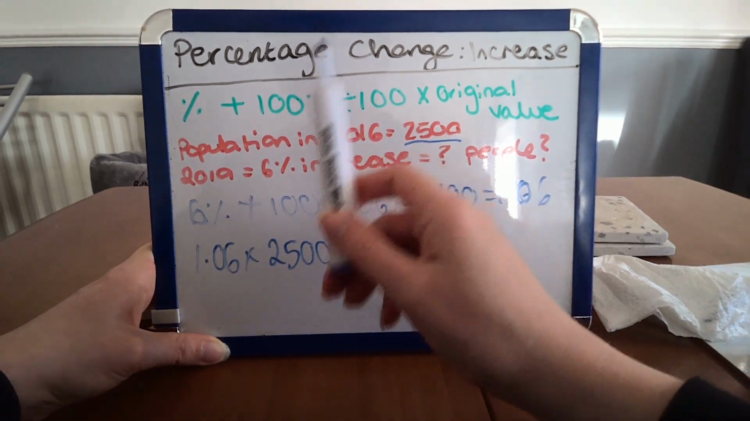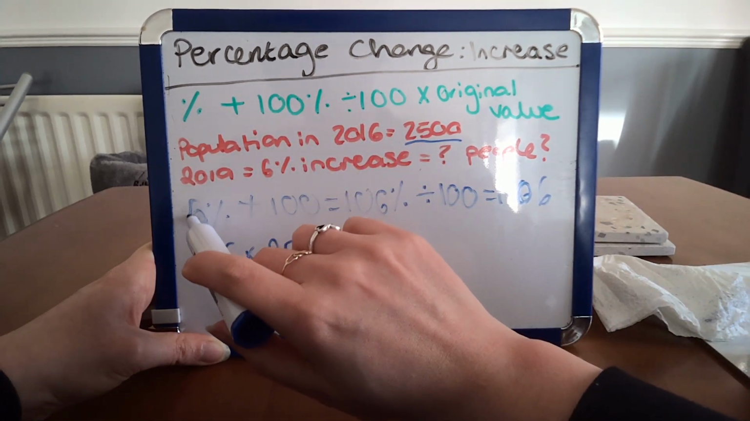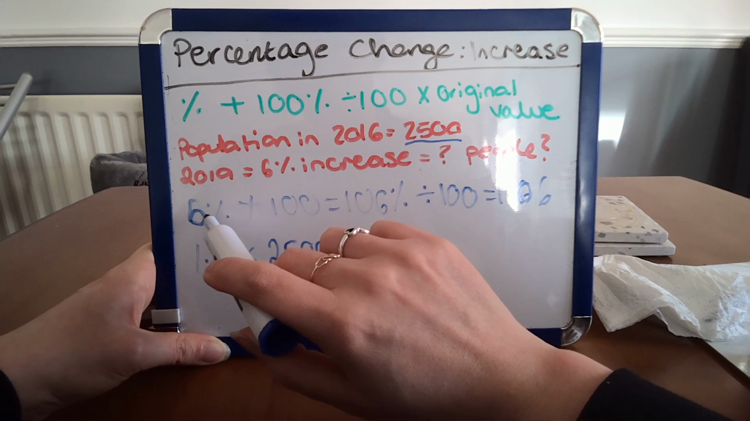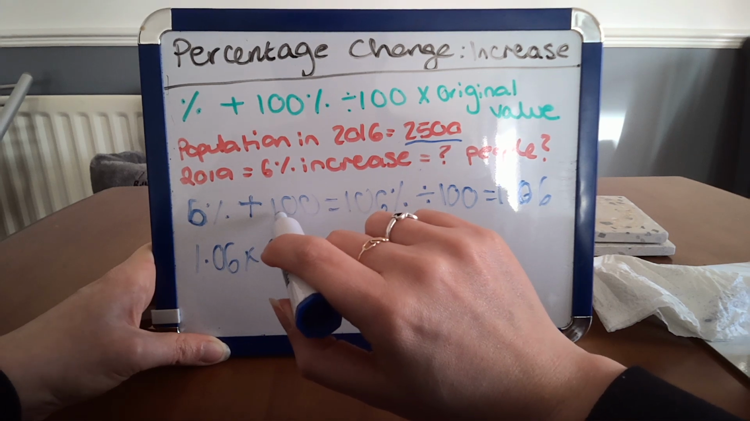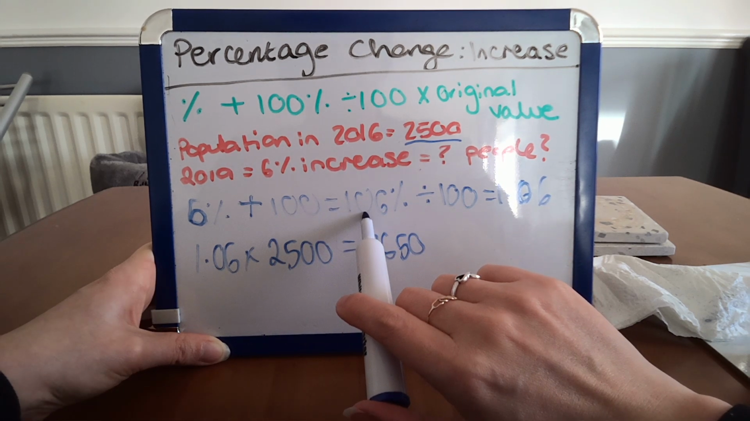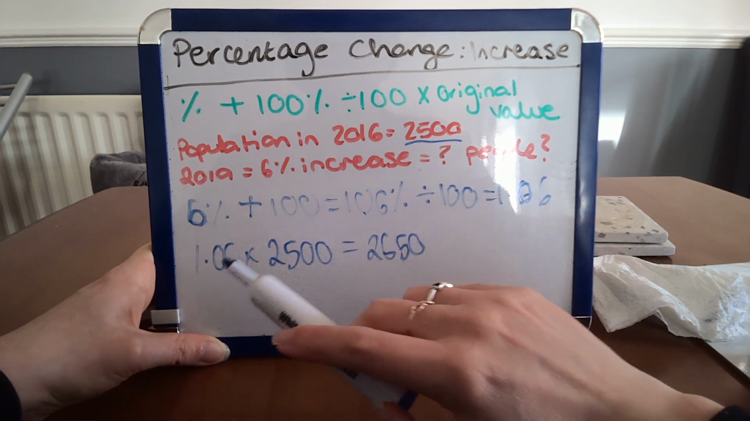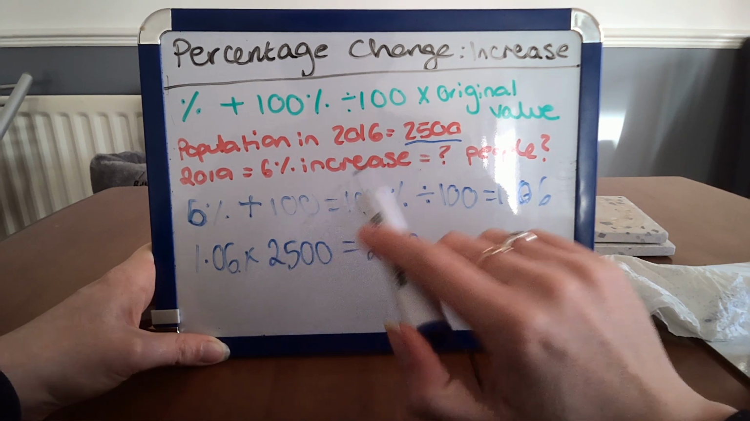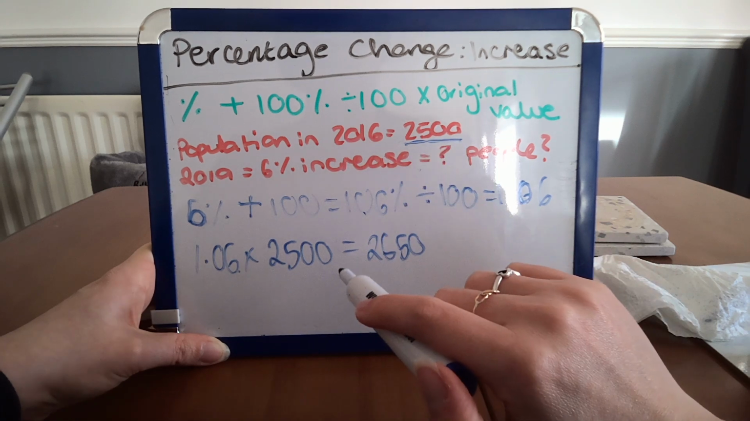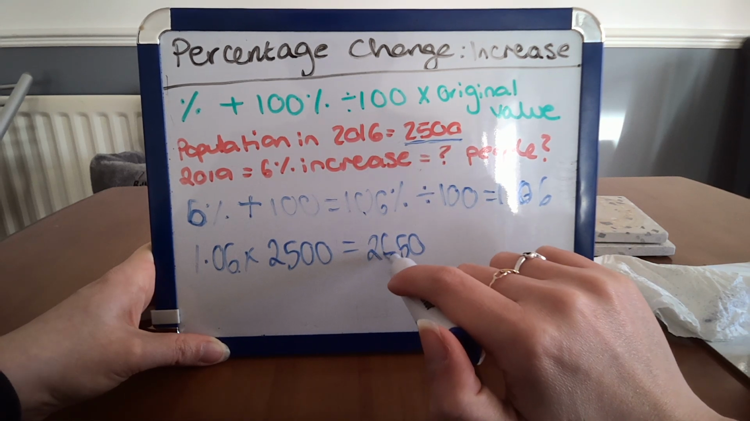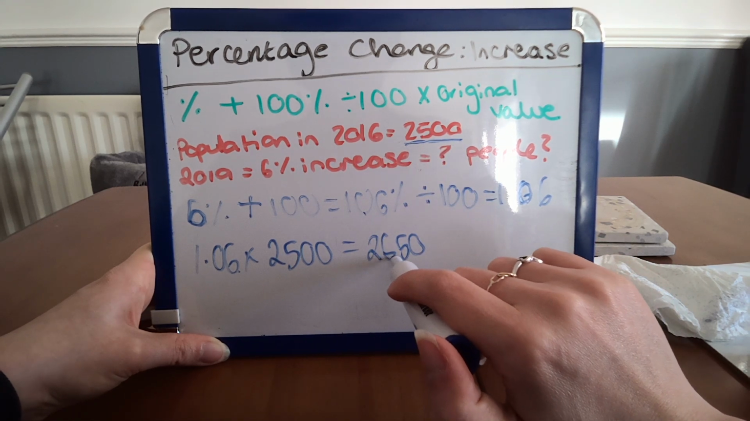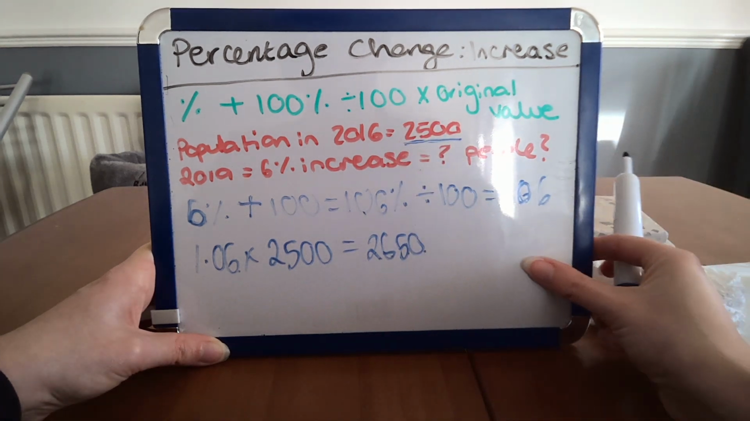So all I've done there is follow the formula above. I've taken my percentage, which in this case is 6%. I've added it to 100. That got me 106. I divided that by 100 again, which makes it 1.06. And then I did 1.06 times the original, which made 2,650. So there are 2,650 people in 2019.